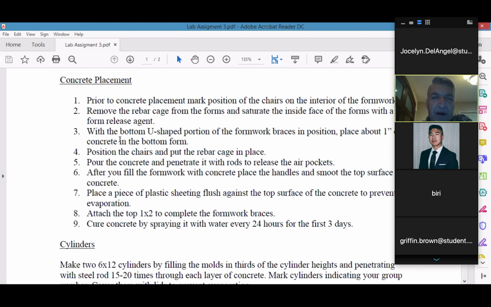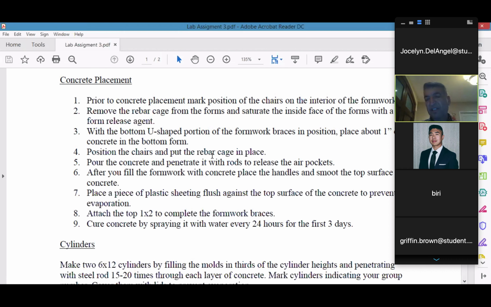It says here with the bottom U-shaped portion of the formwork braces in position, start placing concrete 1 inch at a time. Okay? So you start placing 1 inch at a time, and then you tap it with a steel rod so that there are no voids in there. So in bottom line, you start putting the concrete in carefully. Position the chairs and put the rebar cage in place.